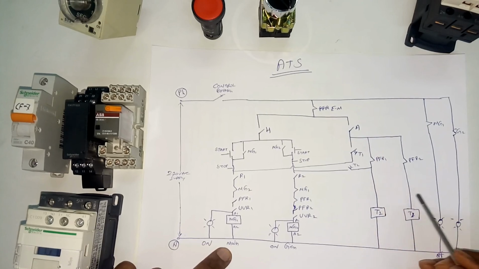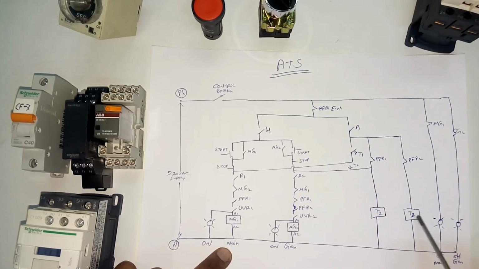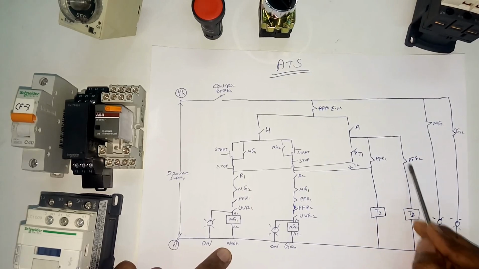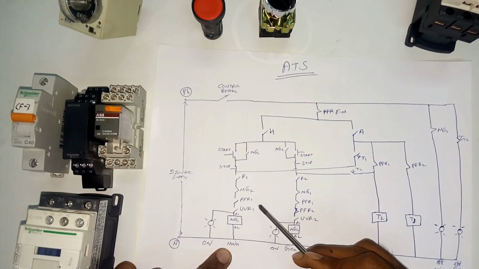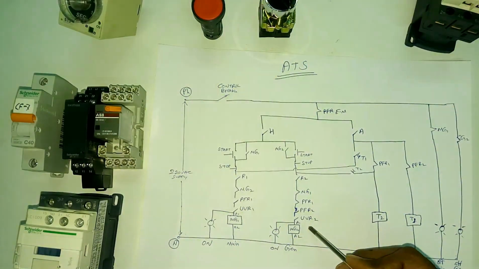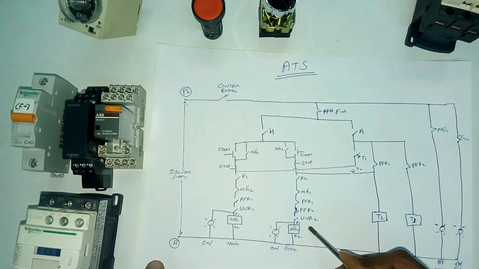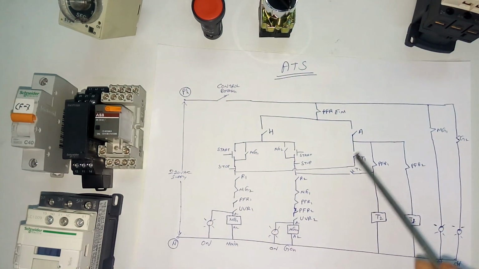Whenever the main supply comes back, the generator is going to switch off and then the main is going to switch on. The same thing happens using these timers and the PFRs performing here. So this is the simple way we operate the ATS panel. Here I am explaining only the contactor based ATS panel.